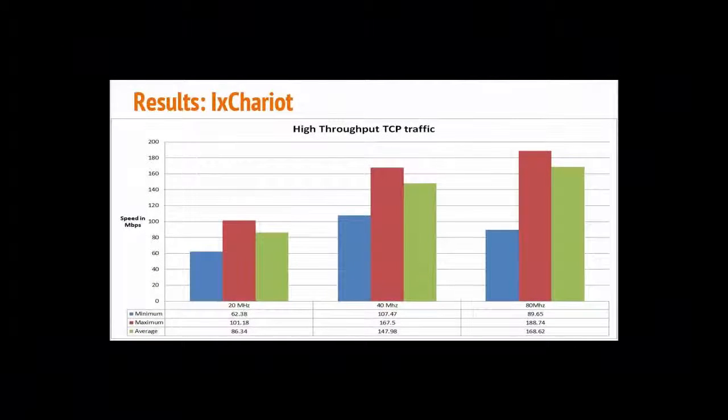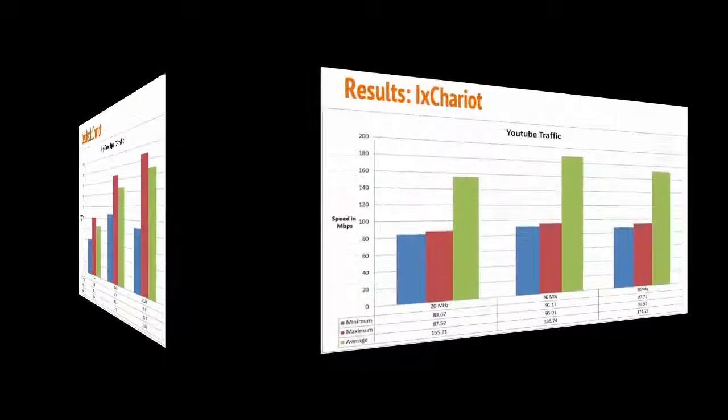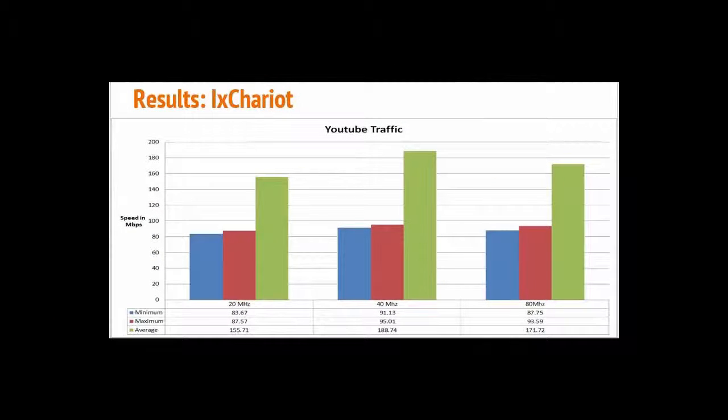Using TCP high performance throughput in the 20 MHz spectrum, we got throughput of around 63 megabits per second. Increasing the channel bandwidth to 40 MHz almost doubled the throughput, whereas while simulating YouTube traffic, the throughput remained almost constant. We performed 3 iterations for every channel bandwidth.